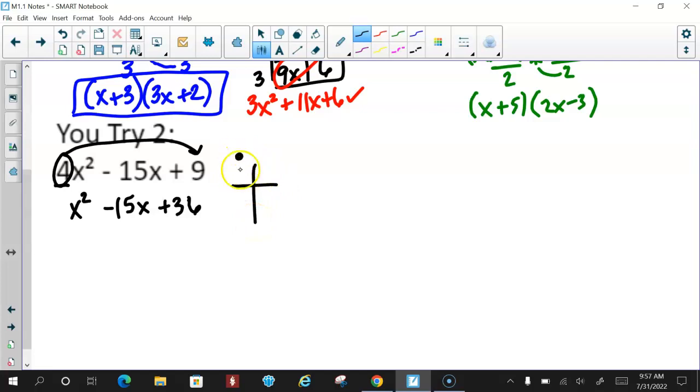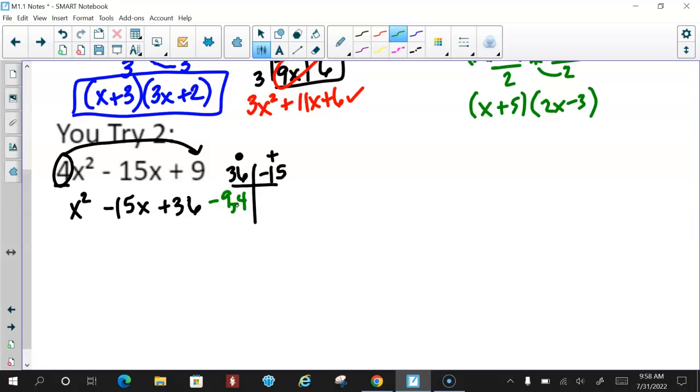What numbers multiply to get you 36 and add to get you negative 15? This one could be a little tricky, so if you need to, list out those factors. Like I know 9 times 4. Now notice how they have to add to get us a negative, but multiply to get you a positive. That means both factors have to be negative, because when multiplying, two negatives make a positive.